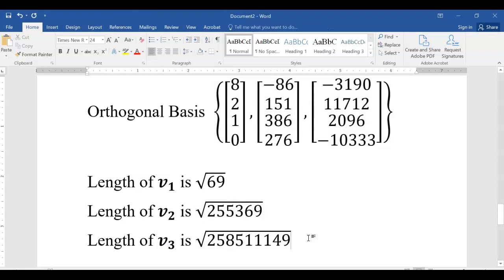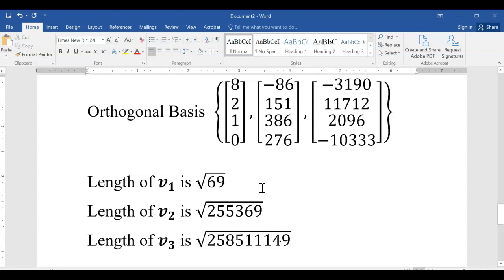And then as far as V3 goes, V3 has the biggest numbers. Now again, I'm using the version without the fractions. You can use the version with the fractions if you'd like. But without the fractions, we get this as the square root. That is 258,511,149 under the square root symbol.